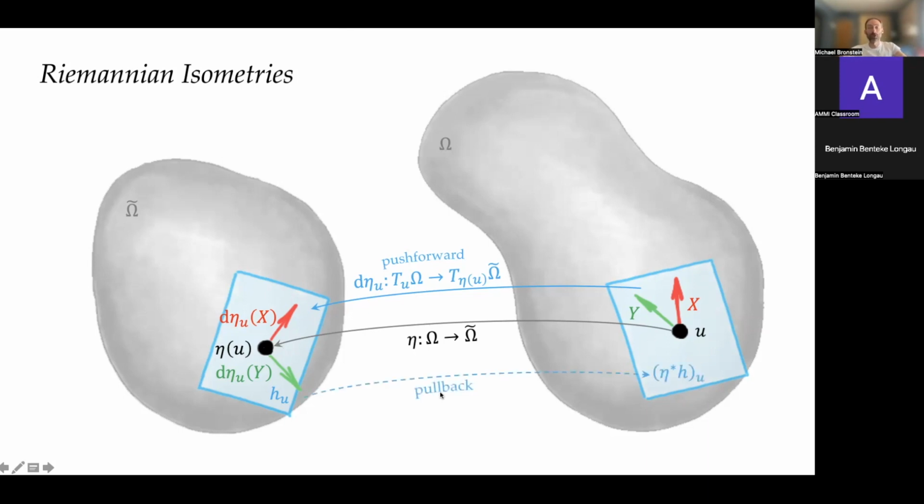So I can define the opposite. I can define the pullback. The pullback tells me basically how the metric will be affected, and this is called the pullback metric. So I can measure distances locally, or I can measure inner products on my original manifold, in the tangent space around point u, by going to the other manifold by means of eta, taking the metric from there and defining a new metric on my original manifold, right?